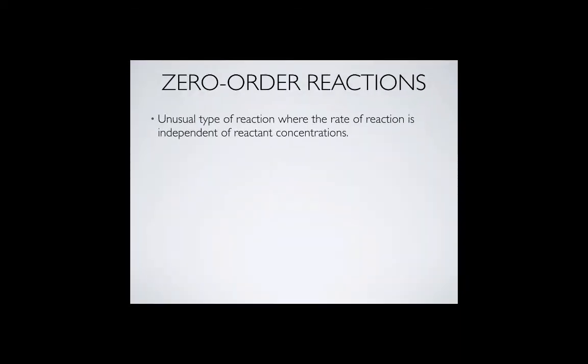Now, zero order reactions are a little bit of an unusual type of reaction. Here the rate of reaction is completely independent of reactant concentrations. It means I have no exponents for any of the reactants. And so our rate equation here is negative delta R over delta t is equal to k times the concentration of reactant raised to the 0 power. Well, anything raised to the 0 power is a value of 1, and so we have k times 1. So the rate of the reaction is dependent only on the rate constant k.